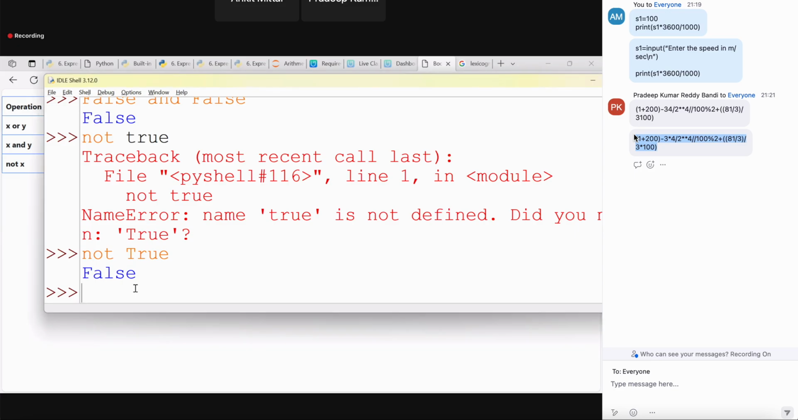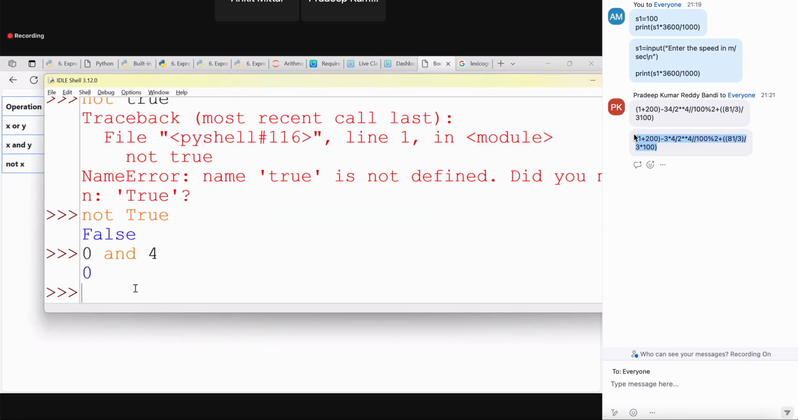We will be applying the same thing to numbers. So now I have a question for you. 0 and 4. What is the output for this? 0 and 4. False and 0. Perfect, 0 only, because 0 is considered a false value.